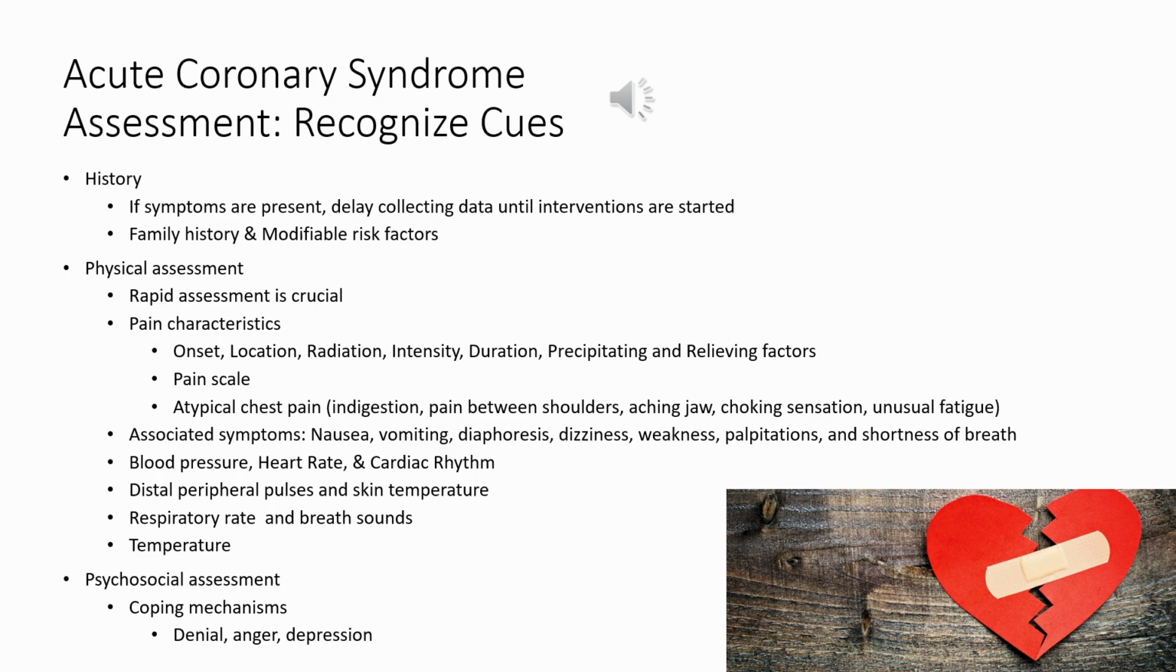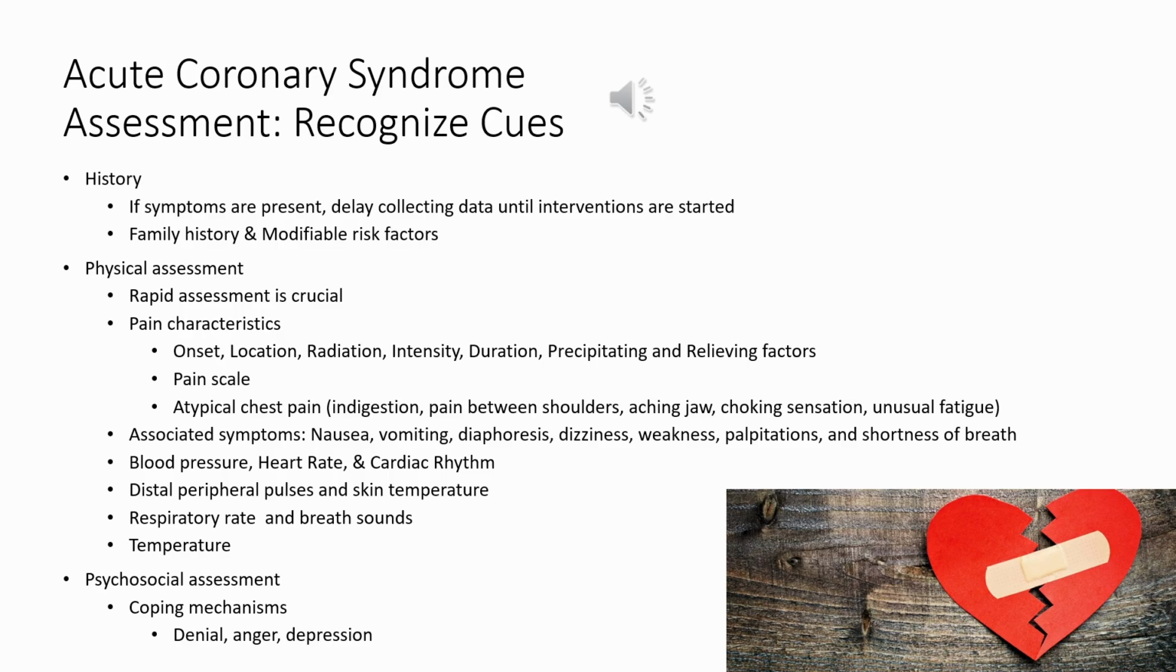First and foremost, if a patient is actively experiencing symptoms of acute coronary syndrome, then we want to prioritize our interventions first and delay the history collection until the patient is stable. Whenever it's possible, we need to gather family history and modifiable risk factors, including smoking, diet, alcohol use, physical activity, and their BMI. With our physical assessment, we need to recognize the signs of acute coronary syndrome. So rapid assessment is so important.